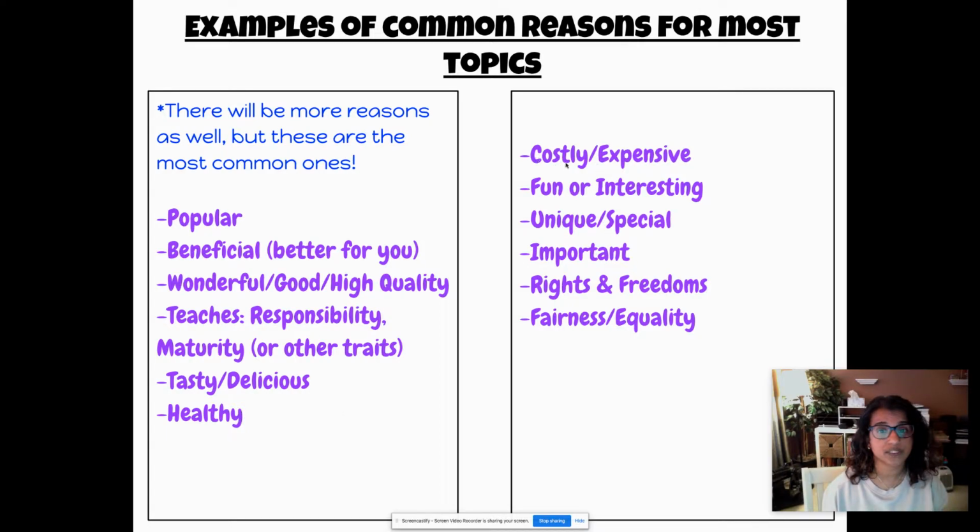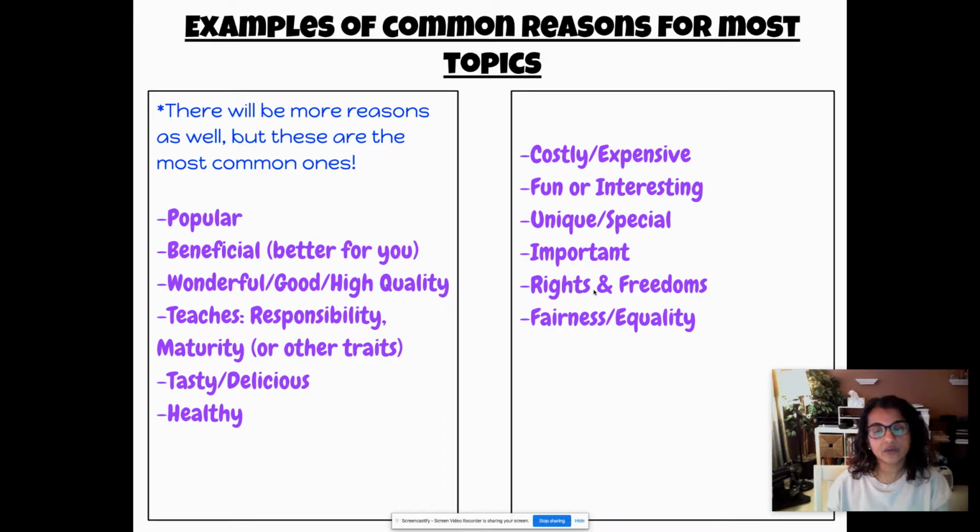Another strong reason is cost. When something is very expensive, that's a good way to argue against something. Or if you say it's inexpensive in comparison to something else, that's also another good reason. Another good reason could be that it's fun or interesting, something that's unique or special or one of a kind, very important to our lives, our environment, our community, the world. That would be a really strong reason.